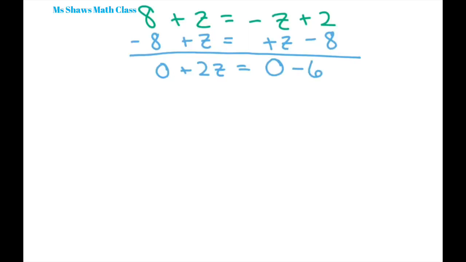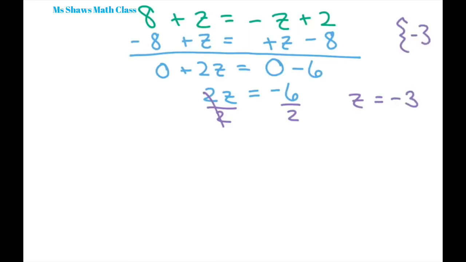With our zero property of arithmetic, those zeros go away. And now we're going to use our division property of equality and divide both sides by 2. That goes away. That's a 1. So we get z equals negative 3. So our solution set is negative 3.